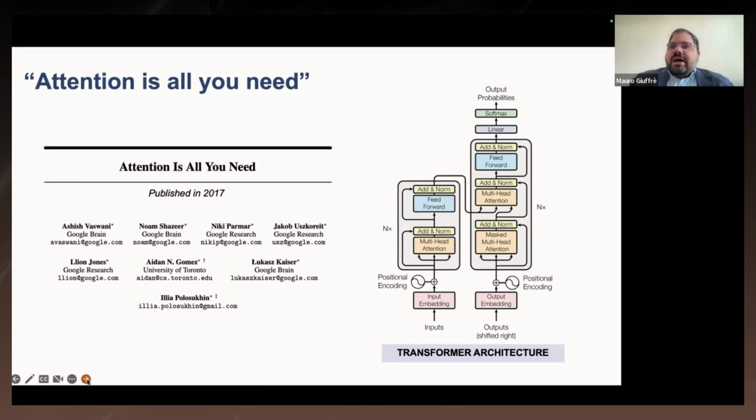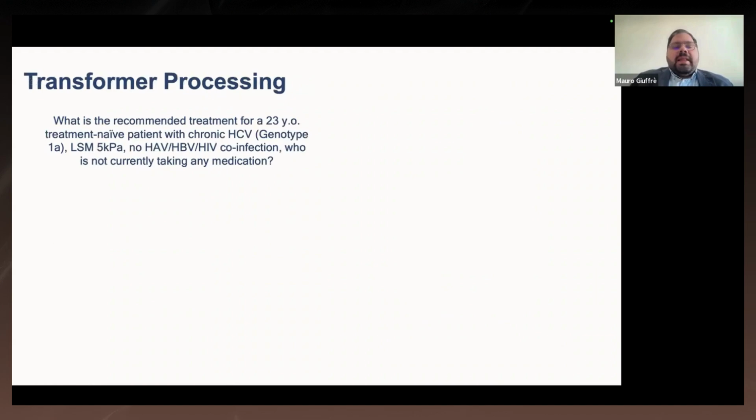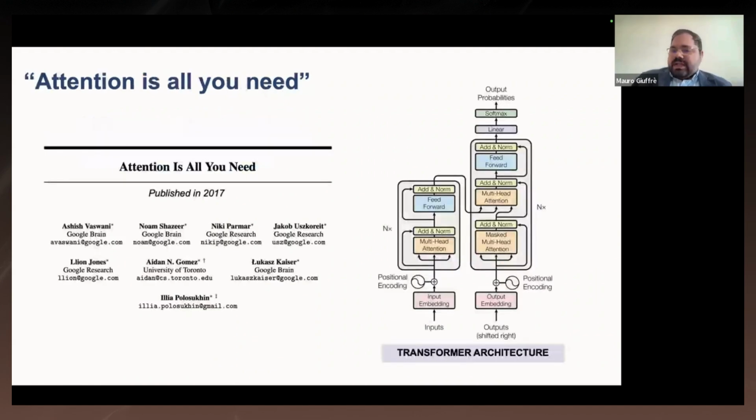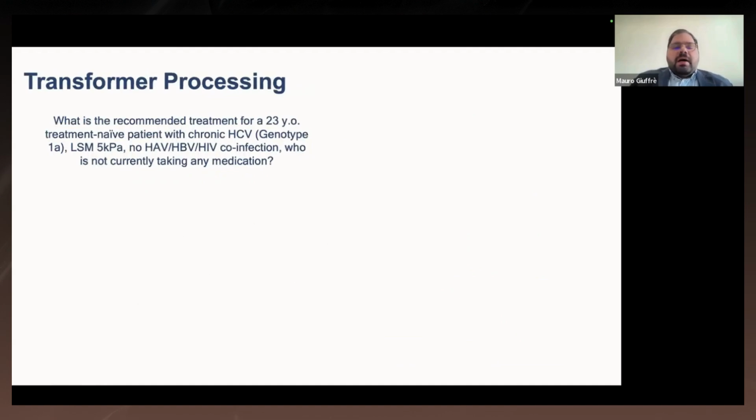The transformer architecture is just a powerhouse of neural networks that are working together one after the other, and it consists of mainly two sections: the encoder and the decoder. We'll be talking about this a little bit more in detail in a few minutes. So let's say I need to use this architecture to do a medical task. I want to determine, for example, which would be the most suitable treatment for a chronic HCV infection in a 23-year-old patient who has not been treated before for HCV, genotype 1A, no liver cirrhosis, no co-infection with hepatitis A, B, or HIV, and who is currently not taking any medication.